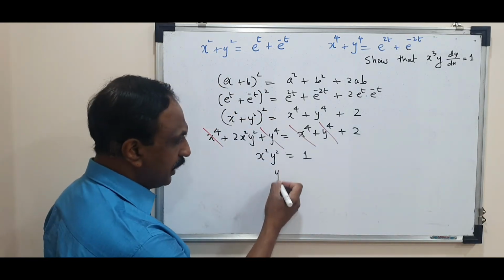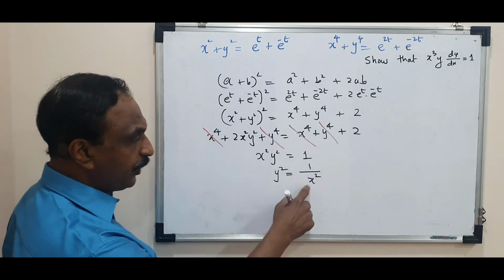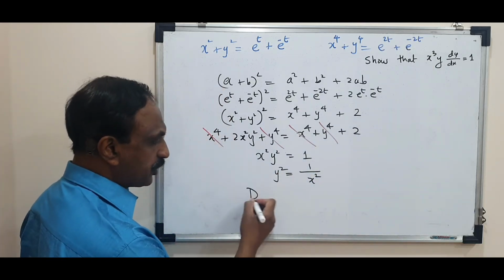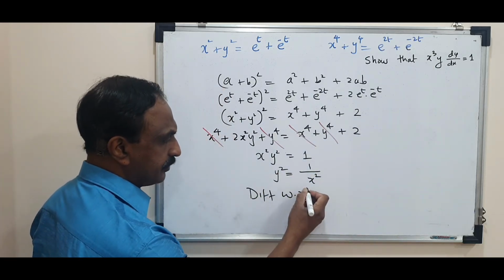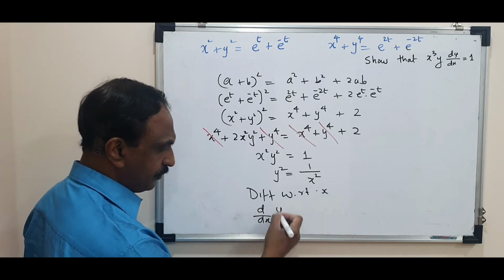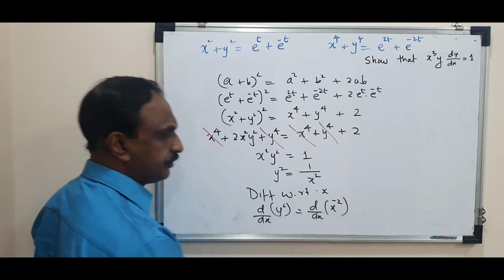So what I'll do is I'll write y square equal to 1 by x square, so that when you differentiate this, I will get x cube. So now I differentiate this with respect to x. So d by dx of y square is equal to d by dx of x raised to minus 2.